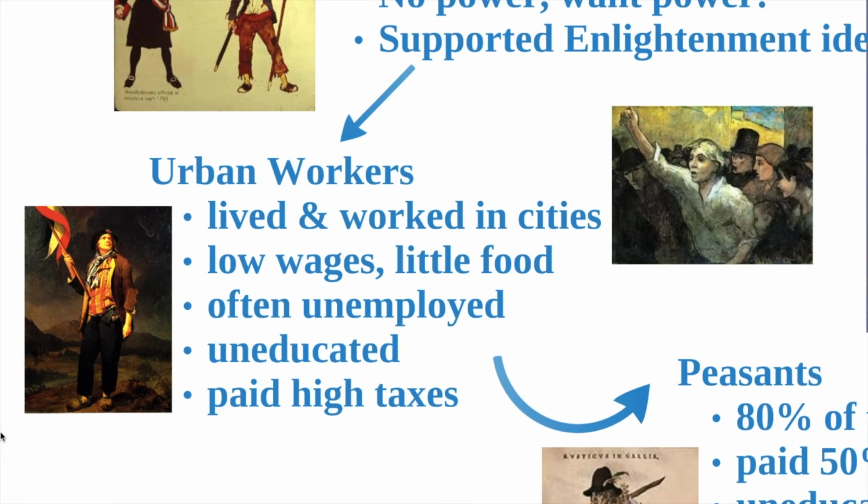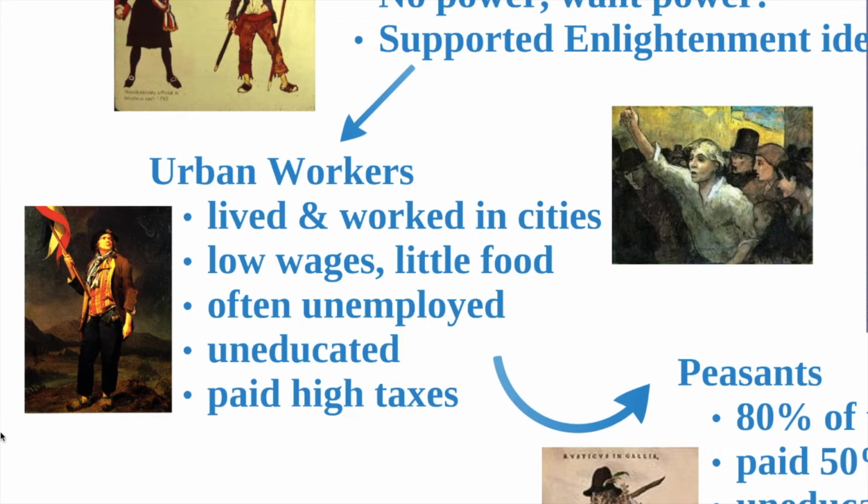Now, the second group within the Third Estate is called the urban workers, and these are people who lived and worked primarily in large cities like Paris, for example. And we're going to be spending a lot of time in Paris as we look at the events of the Revolution as the capital of France. Of course, it would make sense, right? So the urban workers are living and working in the cities.